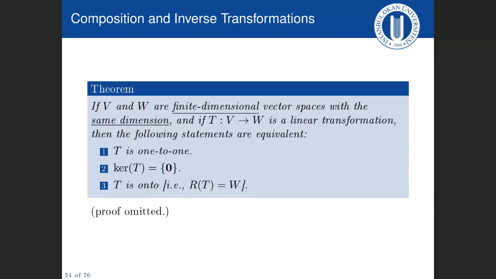If our vector spaces V and W are both finite dimensional vector spaces with the same dimension, then we can go further. If T is a linear transformation, then the following three statements are equivalent. Statement 1: T is 1-to-1. Statement 2: the kernel of T is the set containing only 0. We've just proved that 1 and 2 must be equivalent. But now we have a new statement, statement 3: T is onto. In other words, R of T, the range of T, is the whole of W.